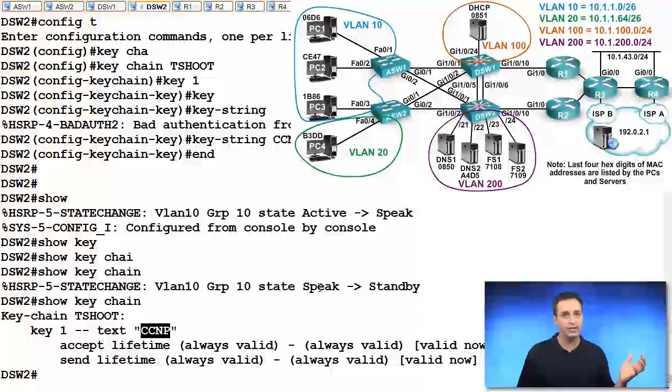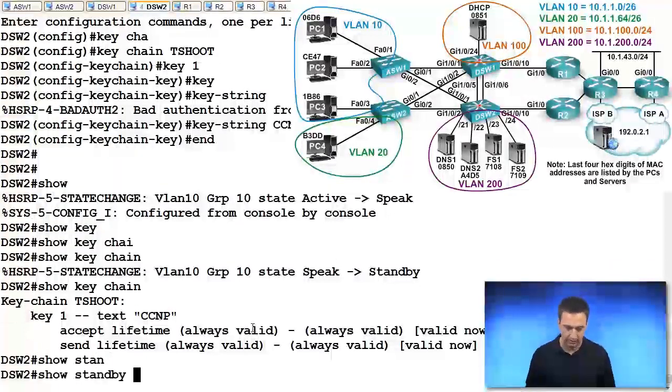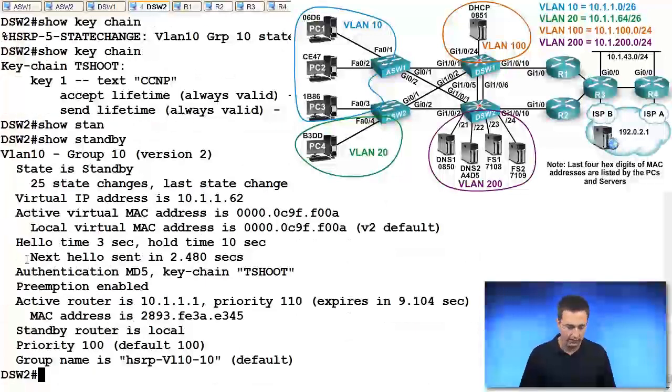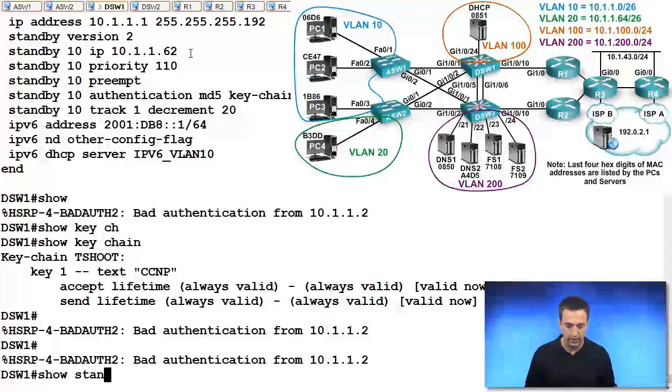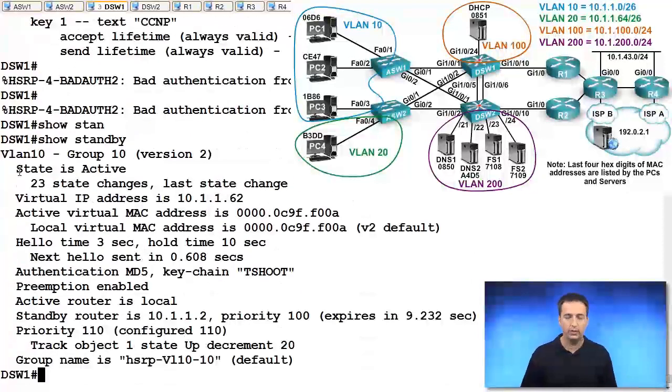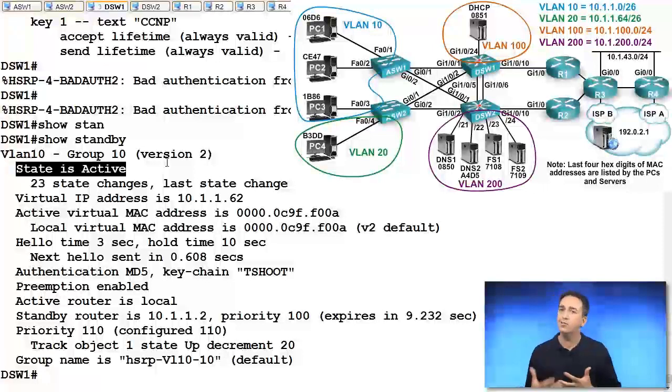But authentication has to be perfect. It has to match perfectly if we want the routers to be part of the same group. So now we can verify with show standby that this is fine now. We are standby. We go back to DSW1, show standby. We are active. So keep that in mind. If you ever see two active forwarders and you're using authentication, authentication is probably the reason why you have those two active forwarders. There's something wrong with that authentication.